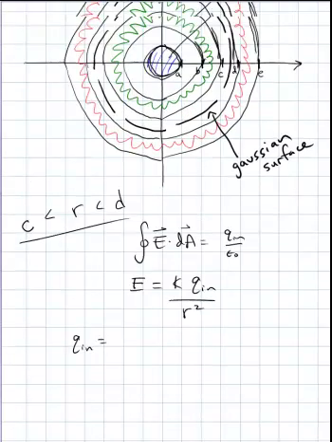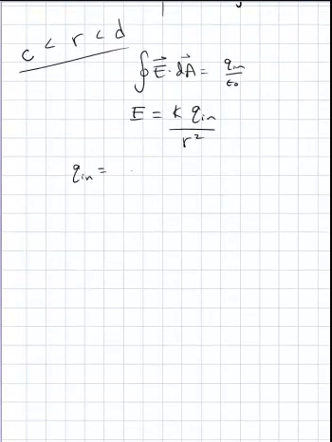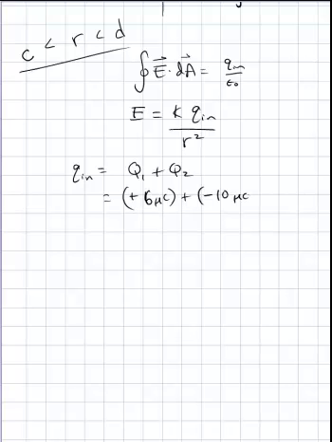And Q in for this heavy black dashed Gaussian surface is going to be Q on the blue sphere that I've drawn plus Q on the green conductive shell. Those are the two charged objects inside of my Gaussian surface. So it's going to be Q1 plus Q2. And Q1 is positive 6 microcoulombs, and Q2 is negative 10 microcoulombs.